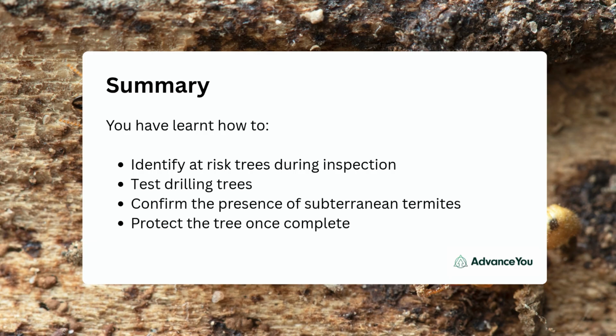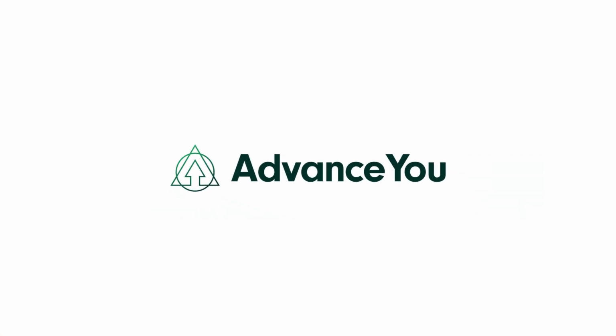To summarise, you've learned how to identify at-risk trees during your timber pest inspection, how to test drill suspicious-looking trees to either confirm or deny the presence of subterranean termites, and how to protect the tree once complete. Well done, guys. Next, you can watch a video on how to treat subterranean termite nests if you do find them.